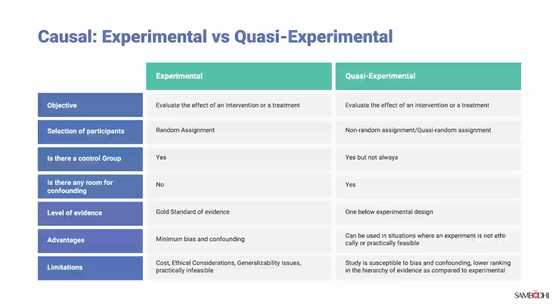However, there are many differences in both these research methods when it comes to factors like the selection of participants, control group, room of confounding, level of evidence, their advantages, and limitations.